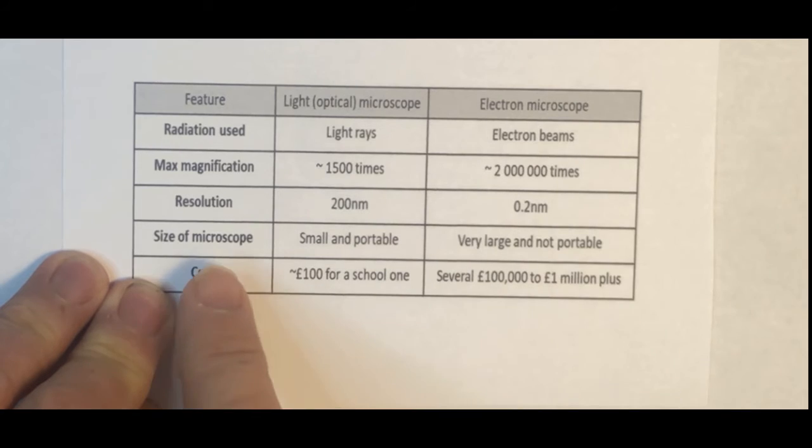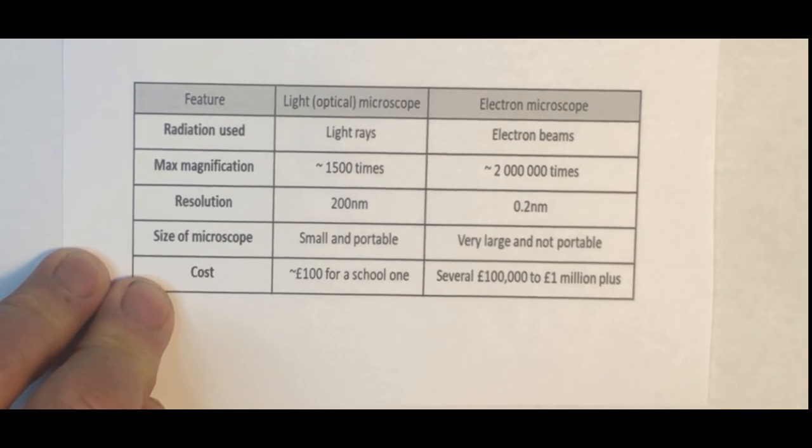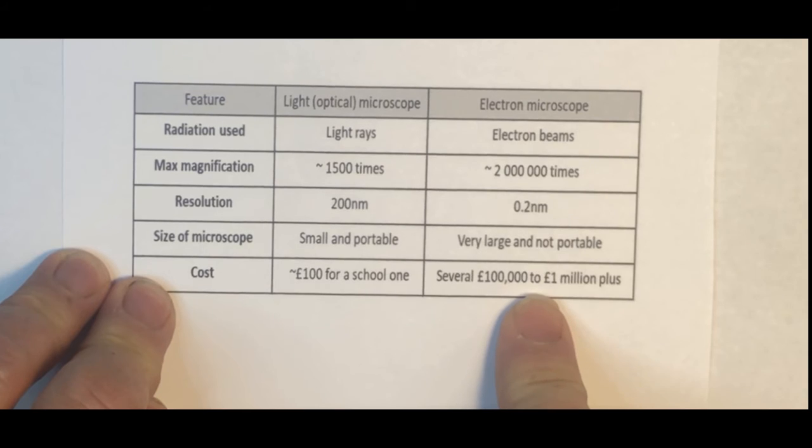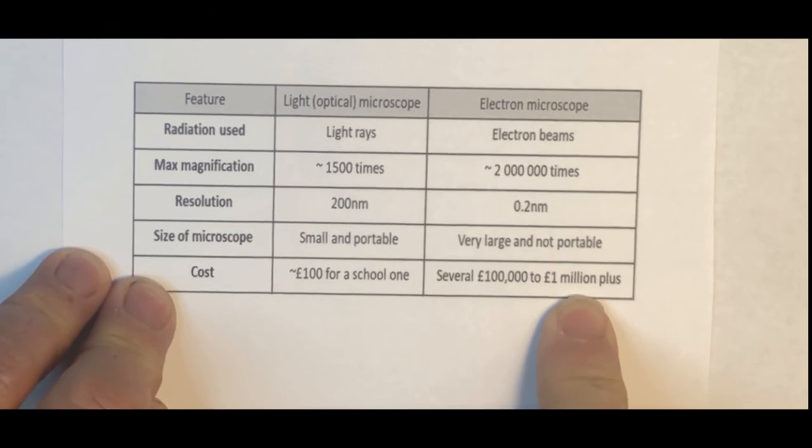Cost: £100 for a school one. You could probably get one cheaper than that from some of the shops in your local town. And several £100,000 to £1 million plus is the cost of an electron microscope.